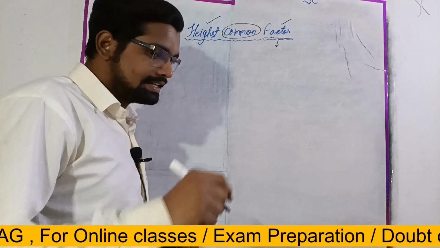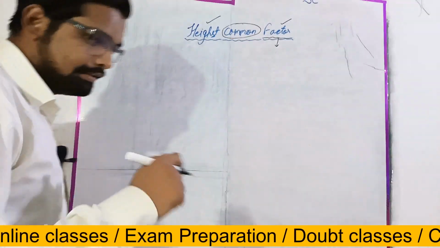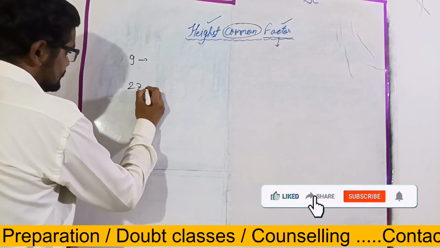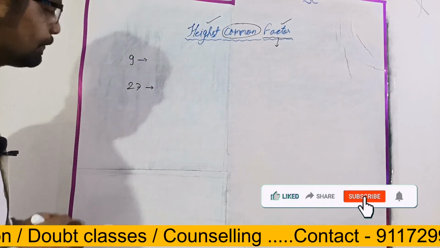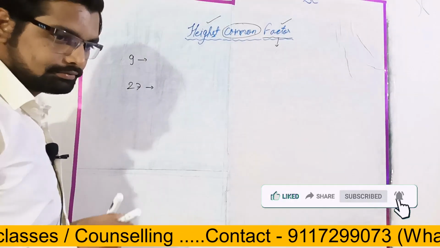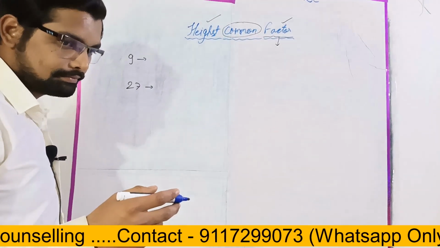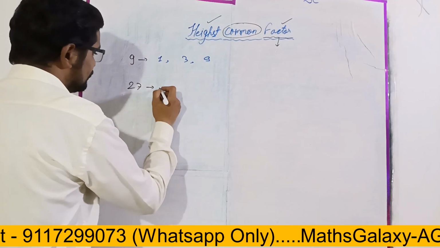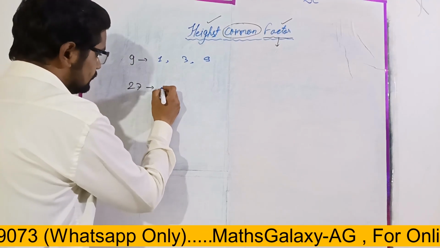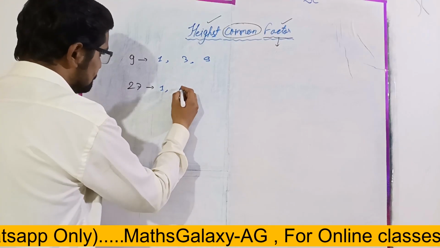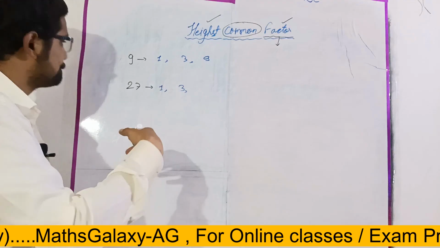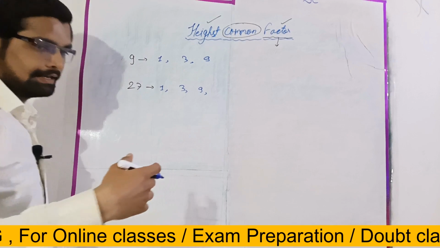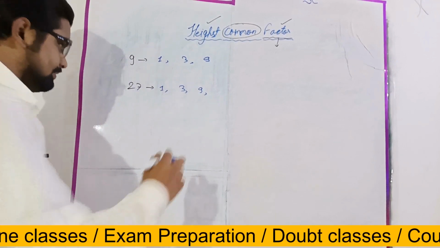Okay, let's take one more example. Here I am writing 9 and the second number is 27. What are the factors for 9? 9, 3, 1. For 27: 1, 3, 9, 27. That's all.